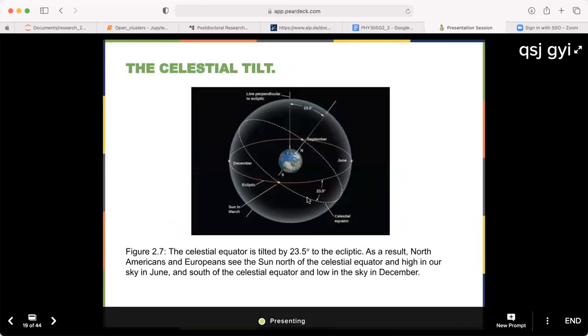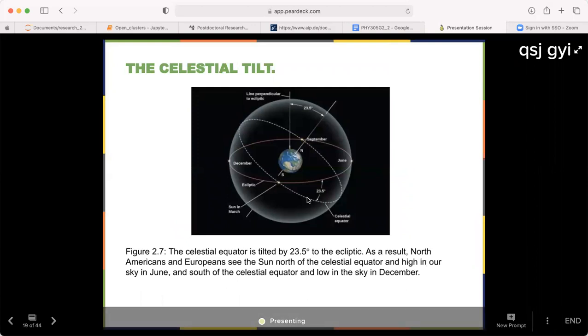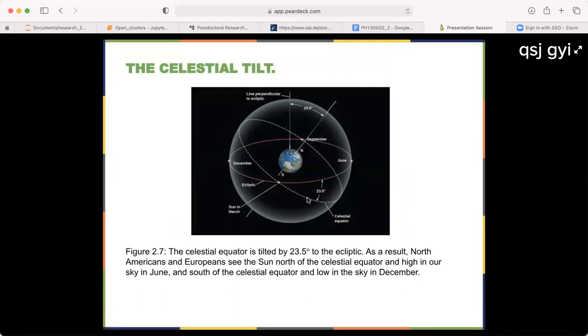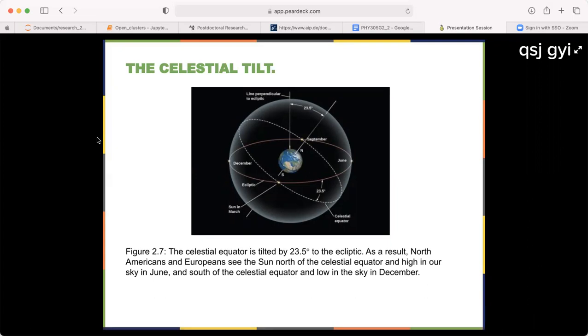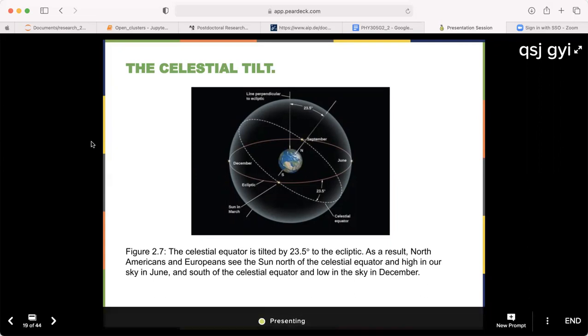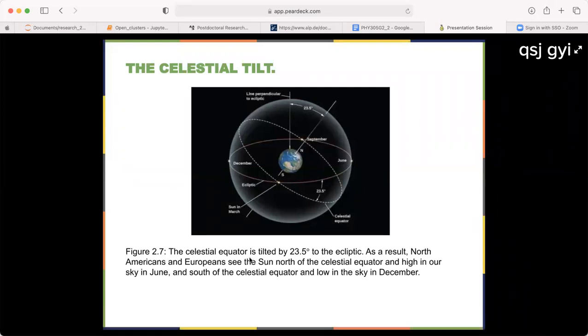Right. Now the other thing that you need to know is the celestial tilt. So what that means is our celestial equator is tilted by 23.5 degrees to the ecliptic, right? So that means the path of the Sun.